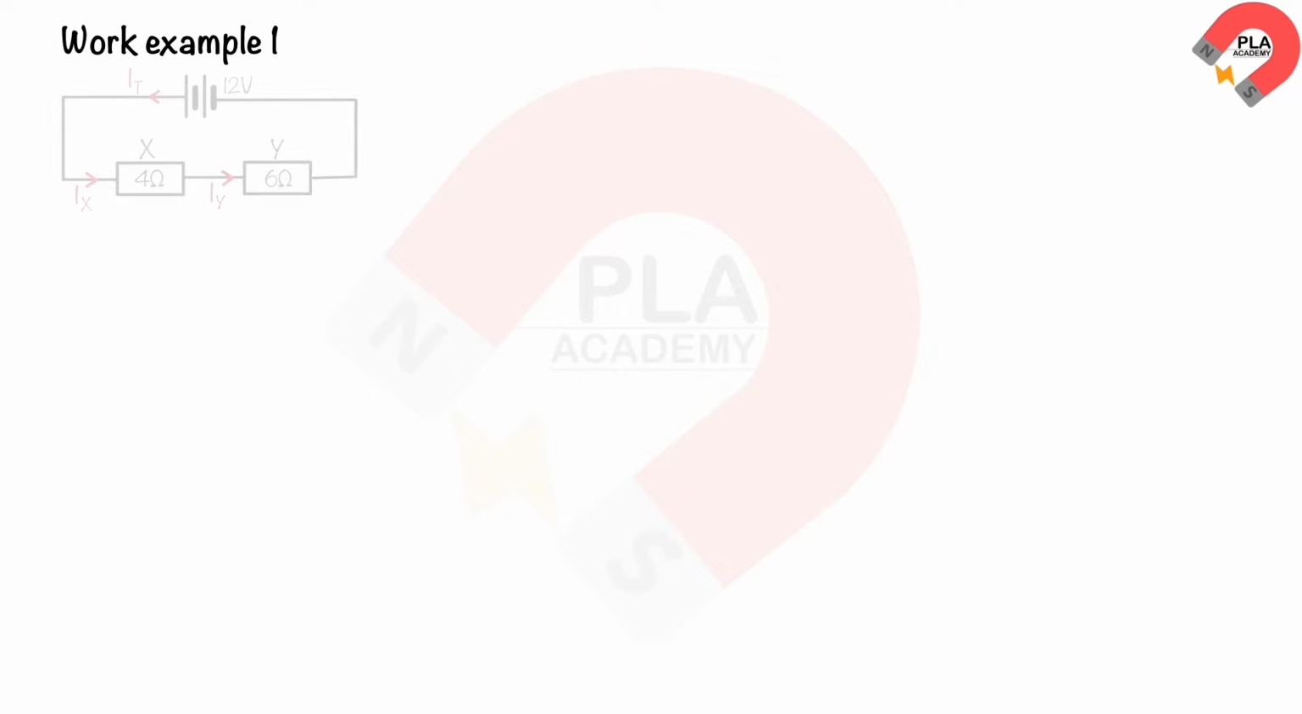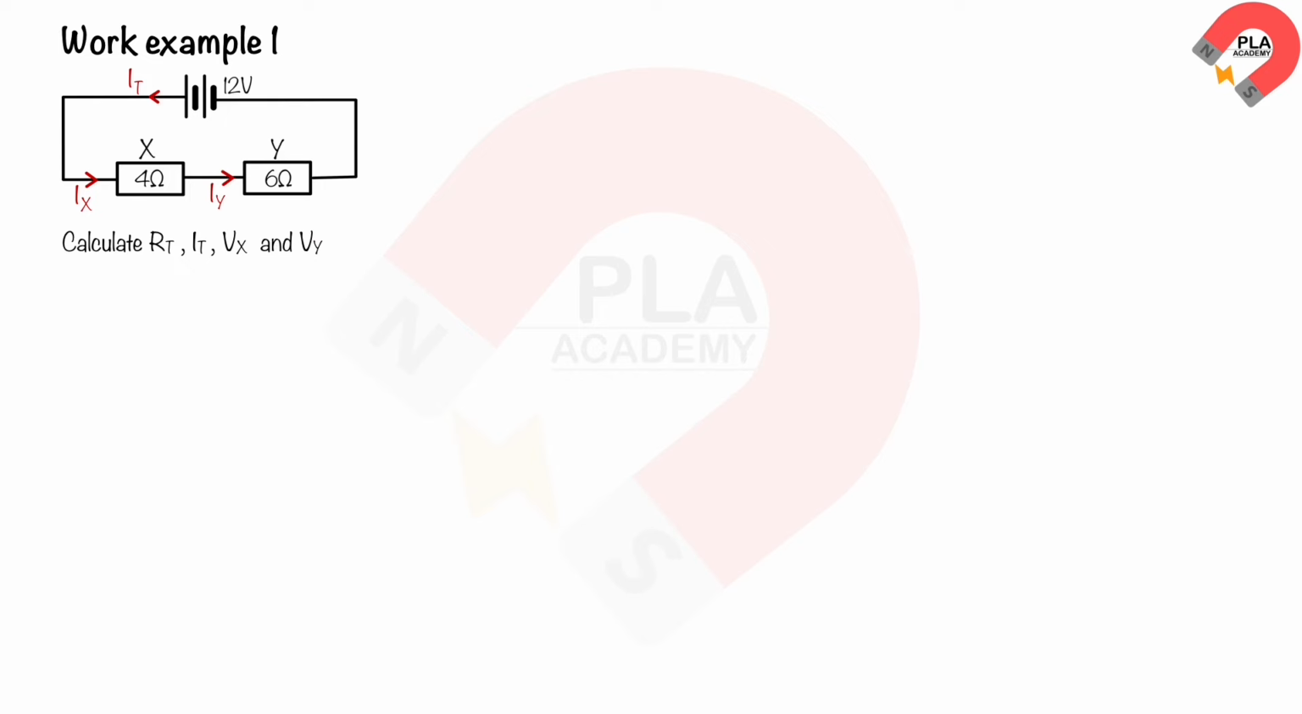Worked example 1. Calculate the total resistance, the current from the battery, and the potential difference across the resistors X and Y. Calculate the total resistance of the circuit using the following equation. RT equals RX plus RY. Substitute RX equals 4, RY equals 6. So RT equals 10 ohms.